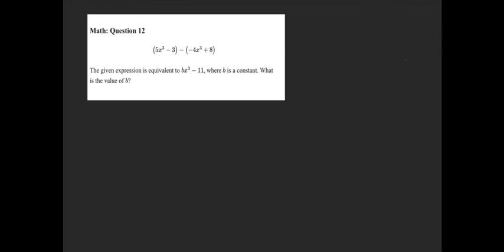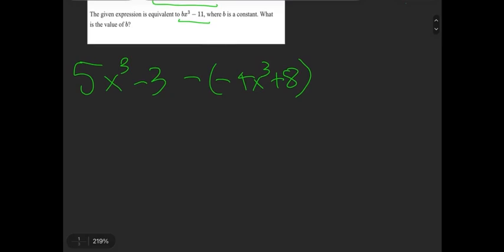Problem 12. The given expression is equivalent to bx cubed minus 11, where b is a constant. What is the value of b? So our goal here is to rewrite this expression in terms of bx cubed minus 11. So what's the first thing we should do? The first thing we should do is distribute this -1 into these two terms.